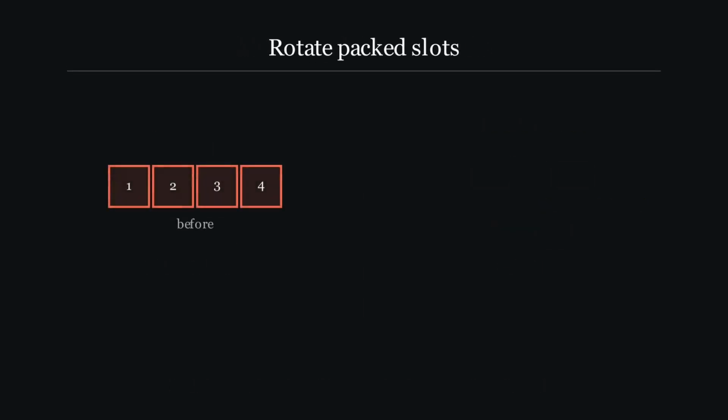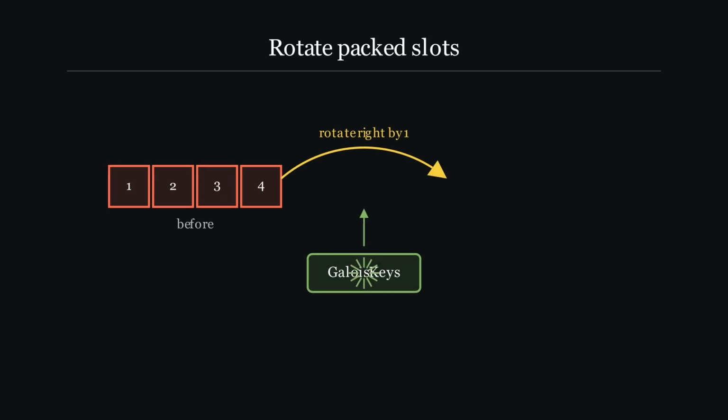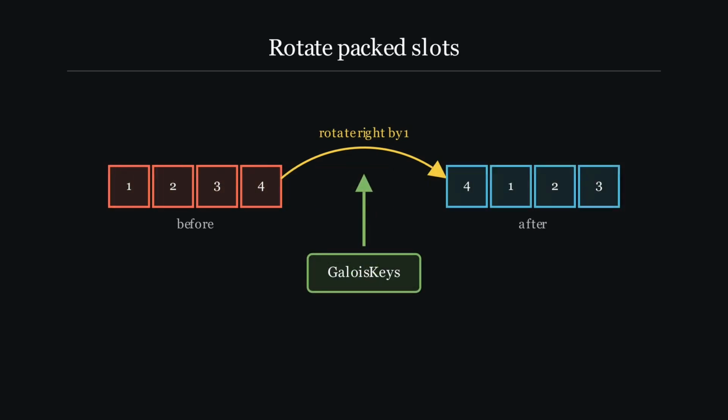Rotations move information between packed positions. The source row contains 1, 2, 3, 4. A curved arrow requests a cyclic rotation to the right by one slot. Galois keys appear below and feed the key switching step required by the automorphism. The resulting row becomes 4, 1, 2, 3.